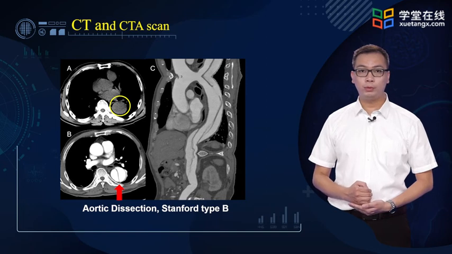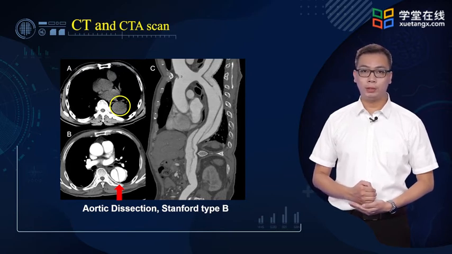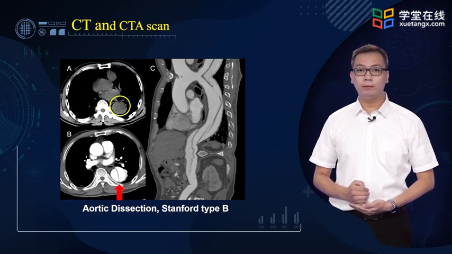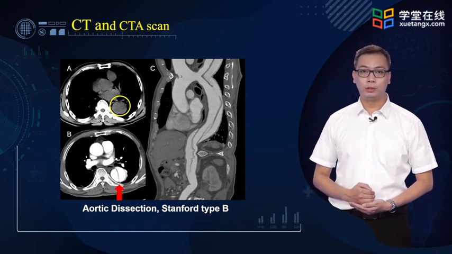Curved planar reformation, CPR, figure C, indicates Stanford type B aortic dissection, extending from the descending aorta to the upper abdominal aorta, with an interrupted intima in the descending aorta.